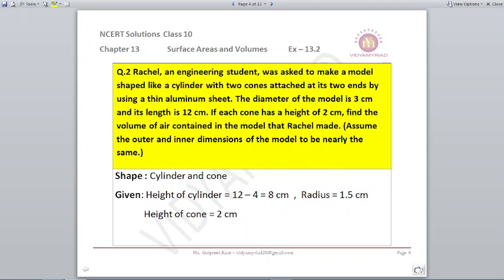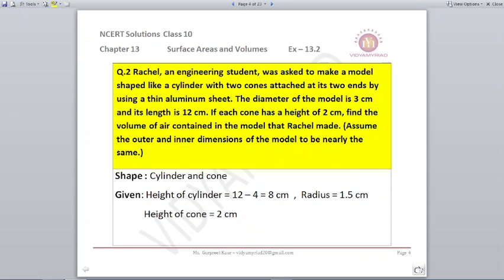Rachel, an engineering student, was asked to make a model shaped like a cylinder with two cones attached at its two ends by using a thin aluminium sheet. The diameter of the model is 3 cm and its length is 12 cm. If each cone height is 2 cm, find the volume of the air contained in the model that Rachel made. Assume the outer and the inner dimension of the model to be nearly the same.